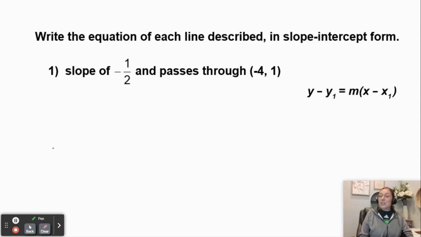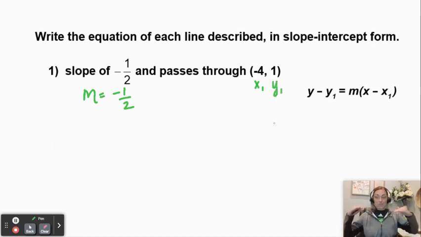We are told that the slope is -1/2. Well, we know that slope is represented by the letter m. So I'm going to say that m is -1/2. And we're told it passes through the point -4, 1. Now, the -4 here, we're going to use for the x with the little one. And the 1 here, we're going to use with the y with the little one. Because remember, in step 1, you had to have a point on the line. There's our point, -4, 1. In step number 2, you had to have the slope. We're told that is -1/2.